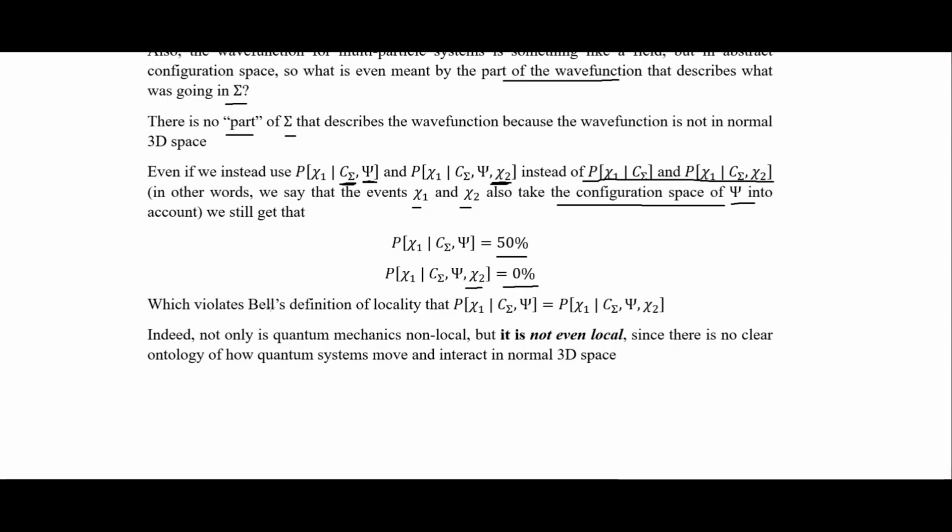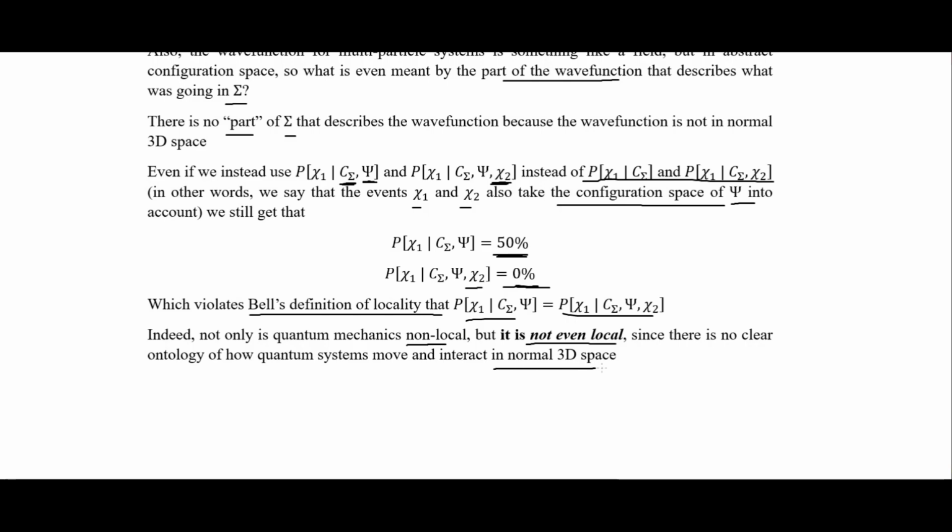So even if we take the psi into account, we're still violating Bell's definition of locality, that these two things have to be equal, because 0% is not equal to 50%, and so they're not equal to each other. And indeed, not only is quantum mechanics non-local, but it is not even local, since there is no clear ontology of how quantum systems move and interact in normal 3D space.